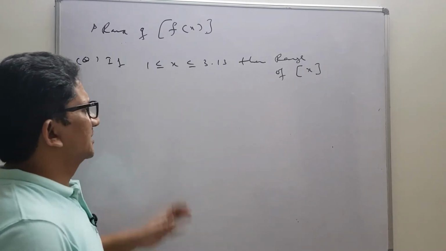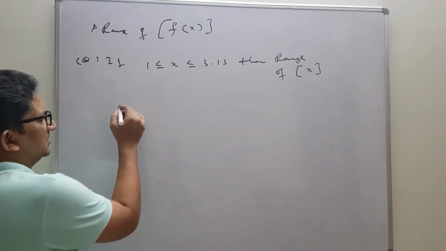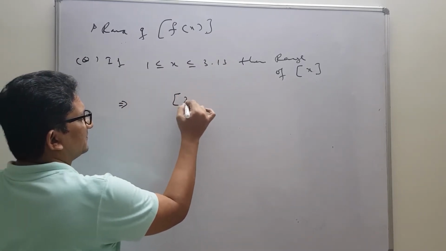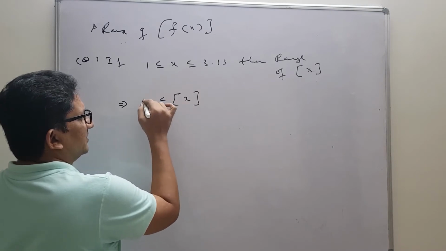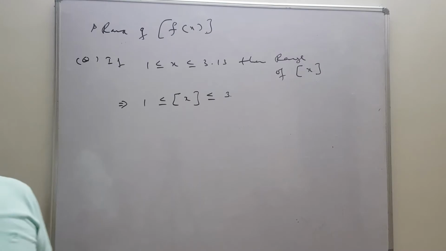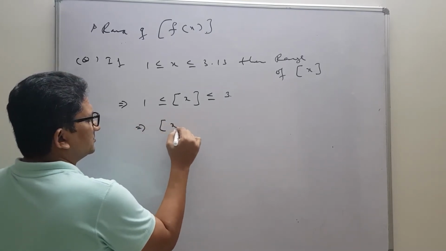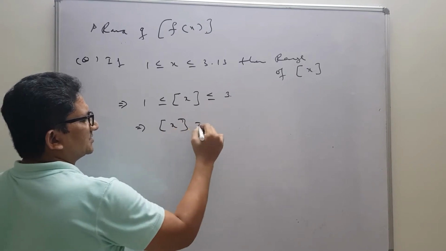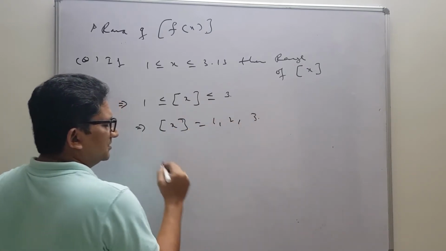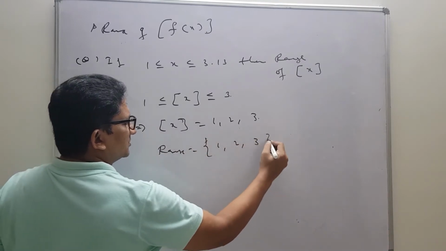Now students, listen carefully. We know that if x lies in between 1 and 3.13, then greatest integer function lies in between 1 and 3. Is it true or not? Yes. Then the possible values we can assign to step x are 1, 2 and 3. So therefore range is 1, 2, 3.